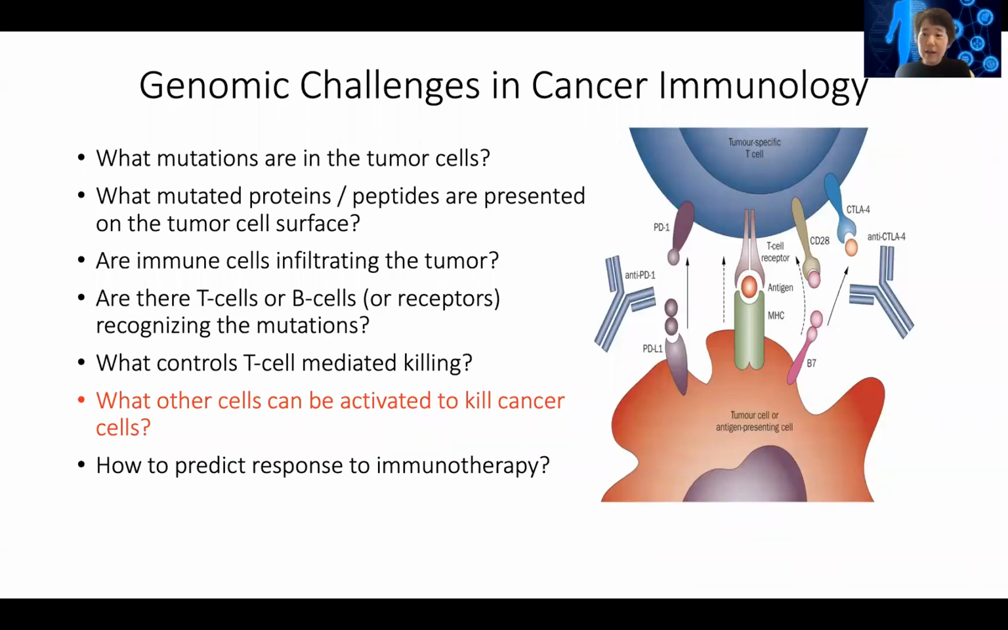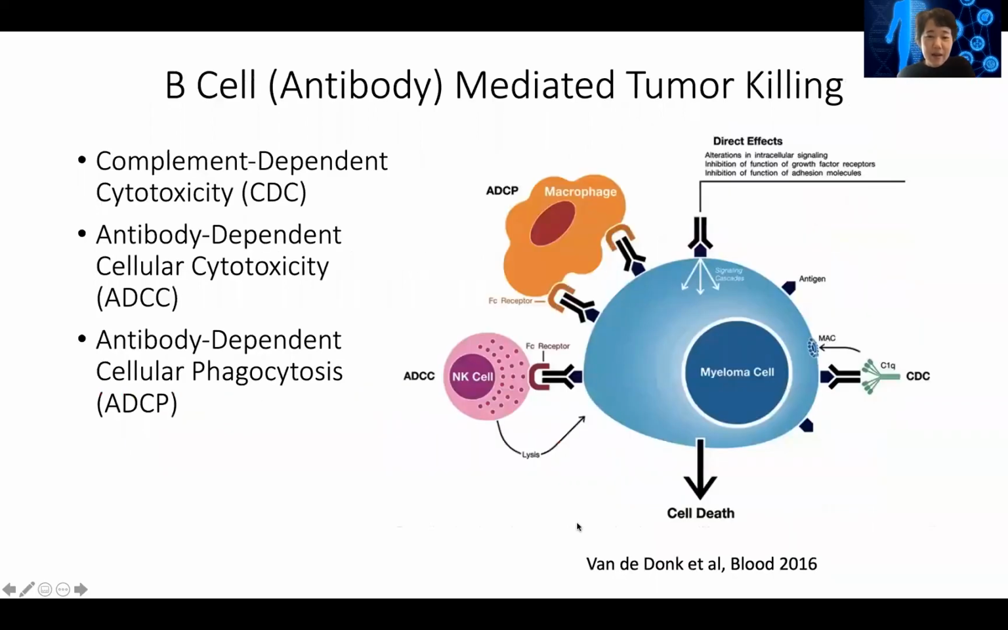The next question a lot of immunologists really want to learn is what other cells can be activated, or how they can be activated, to kill the cancer cells. Overall, the most important killer in cancer immunology is T cells, CD8 and CD4 T cells. They can do the killing. But there are other cells that are also important. Here we mentioned myeloid cells, but you can imagine this also being cancer cells.